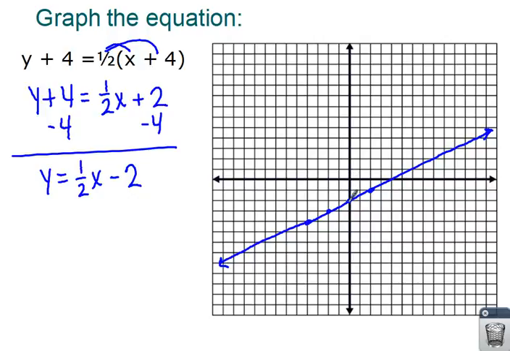You go down 2. You put a dot. And then your slope is 1/2. So you go up 1 over 2. Look at that. Or down 1 over 2. Ta-da. Okay? I don't care how you graph it. I just want the correct graph. Do something that you're good at. Okay?